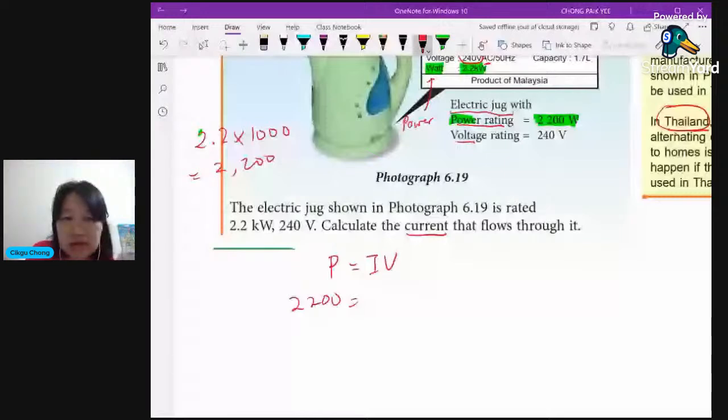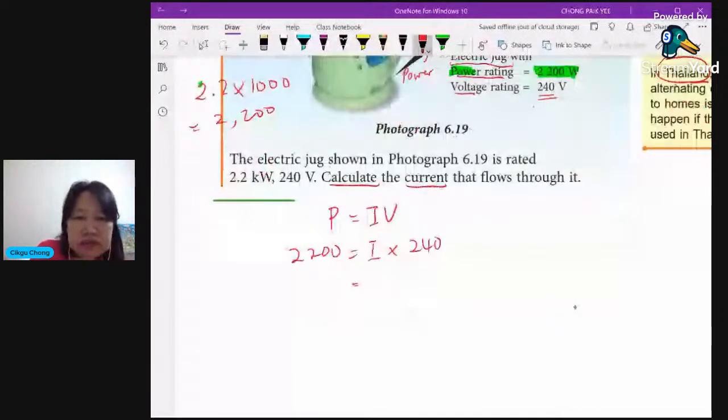Times V. V is voltage. Voltage is already given to you: 240. So what you need to do, don't be too ambitious. You throw everything all over the place. Now keep what you want on the right-hand side. Even though the side doesn't matter, you won't get confused. I see students, they don't know where to throw. They don't know left or right, up and down, and do everything wrong.